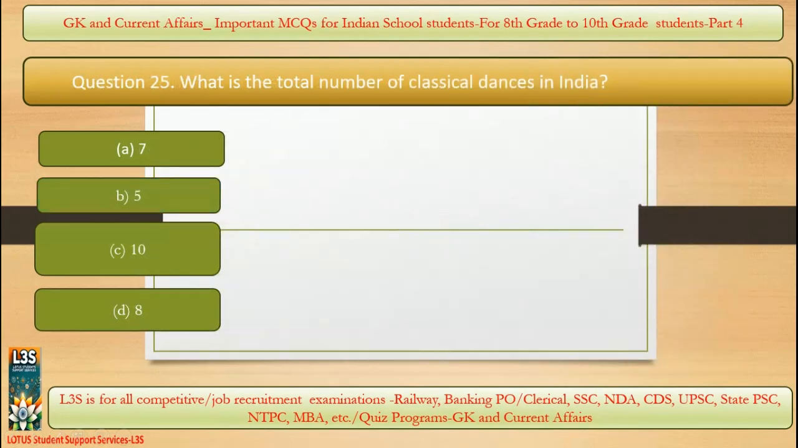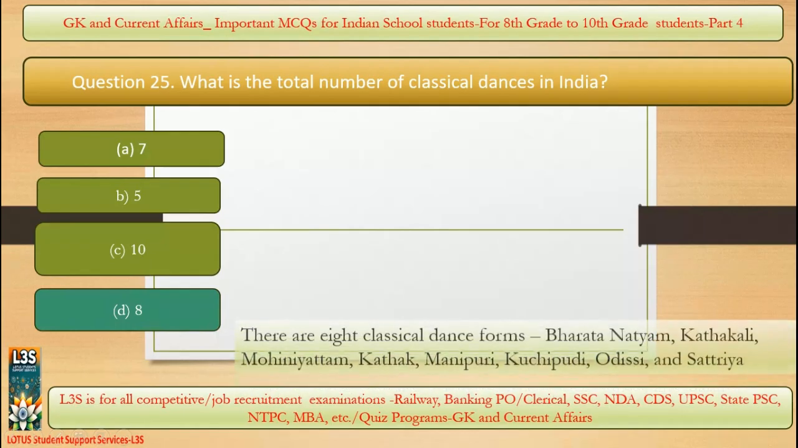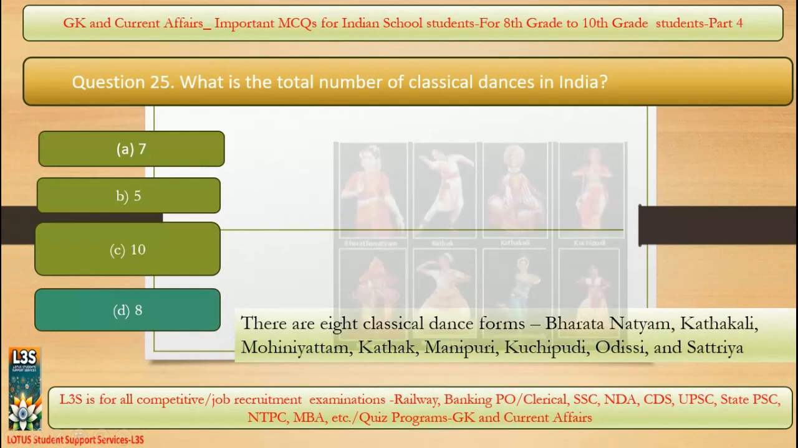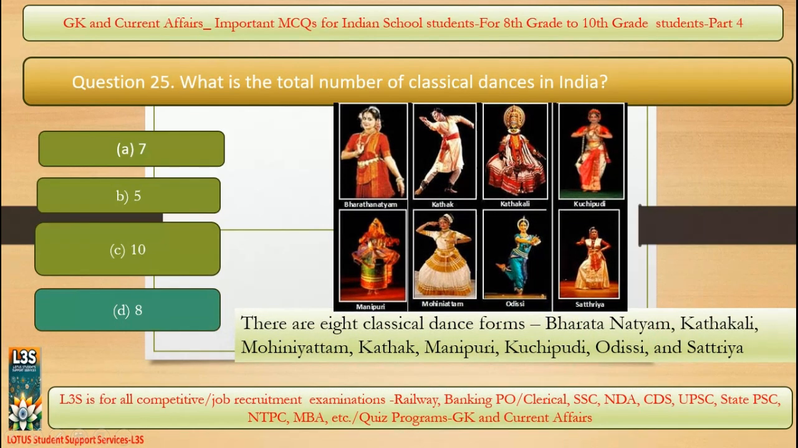What's the total number of classical dances in India? And the correct option here is D. 8. There are 8 classical dances: Bharatanatyam, Kathakali, Mohiniyattam, Kathak, Manipuri, Kuchipudi, Odissi, and Sattriya.